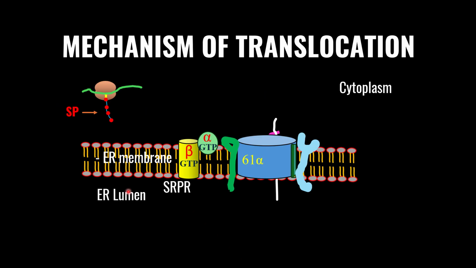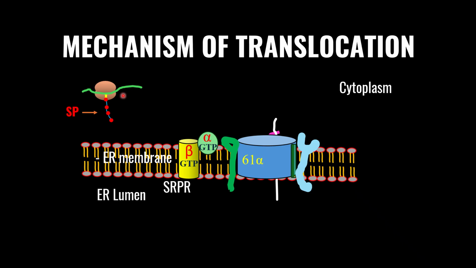So now we know each component, its structure and function. Therefore, let us discuss now the mechanism. So this is the ER membrane. Embedded into it is a translocon, or the channel through which protein has to migrate into the ER lumen, and this is the SRP receptor. This is the ER lumen. This is the cytoplasm.